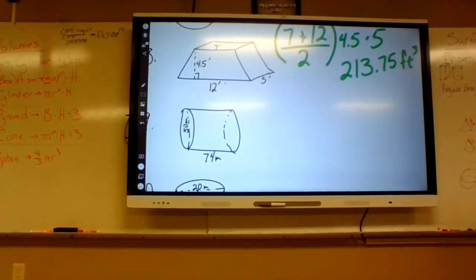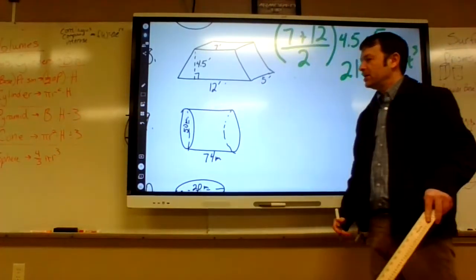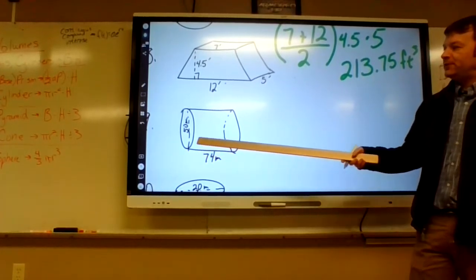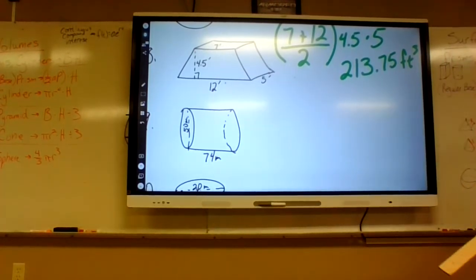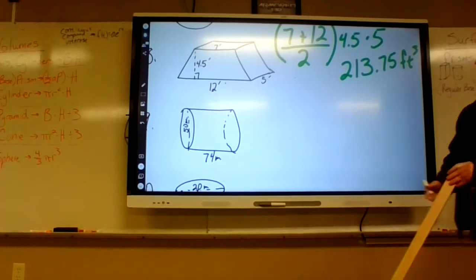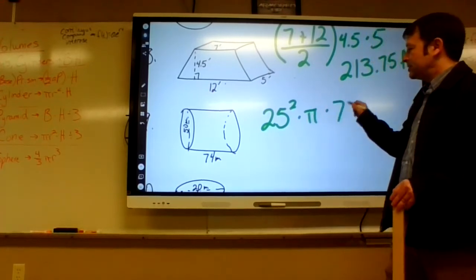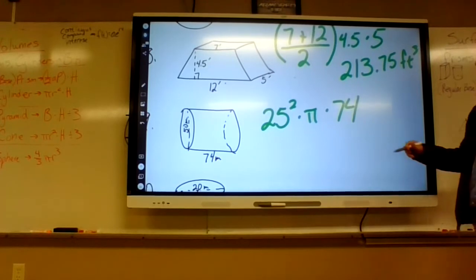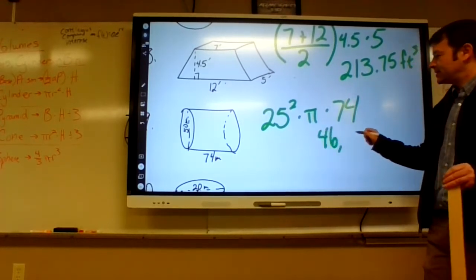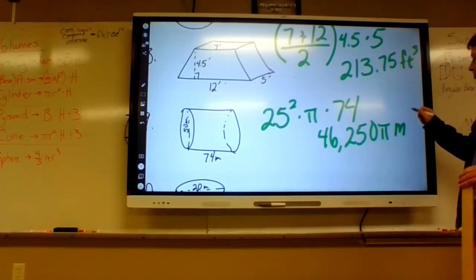Number 9, cylinder. That one's pi r squared times h. So 50 is the what on this? Diameter, because it goes all the way across. So if 50 is the diameter, what is the radius? 25. So I'm going to do 25 squared times pi times the height. 25 squared is 625. Times 74. 46,000, sorry, wait. Why did I get 42,250? Pi. Meters cubed.